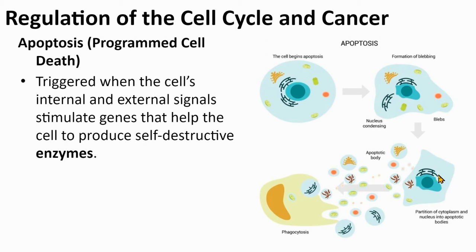And then there are partitions of cytoplasm and nucleus in apoptotic bodies. And then here is phagocytosis. They're just sort of blebbing this out, right? So the whole cell is just sort of disintegrating. Okay.